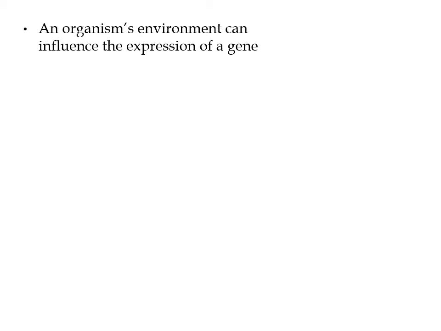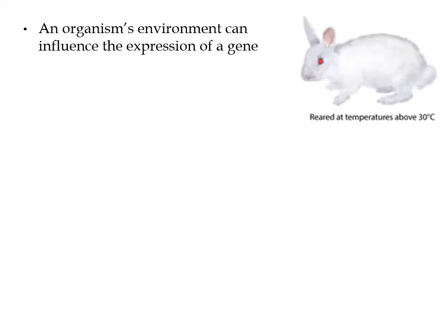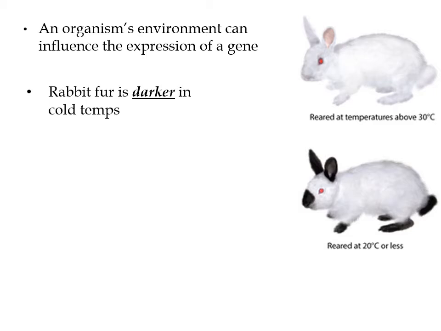Sometimes external conditions in the environment can affect how living things' genes are expressed. So the classic example of this is the rabbit. In warmer temperatures, this rabbit's fur grows white, but a similar rabbit raised in colder conditions will have black fur on its feet, tail, ears, and face. The darker fur helps to keep it warm in colder temperatures. That's kind of cool, right?